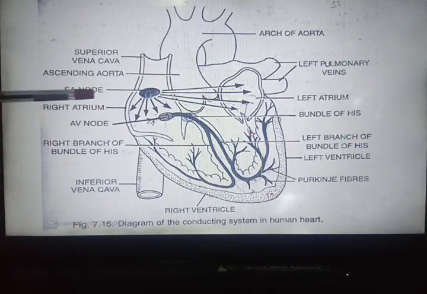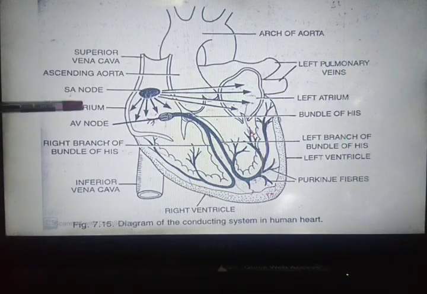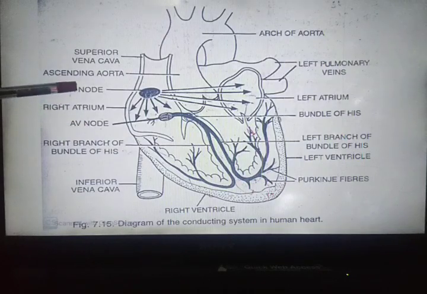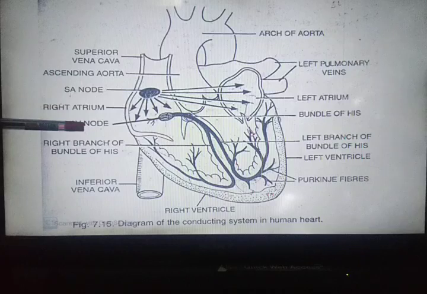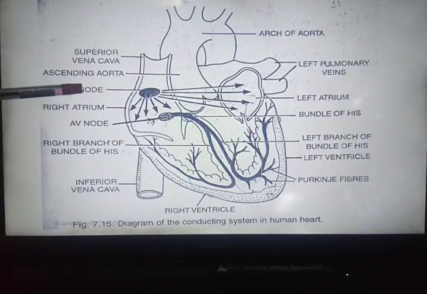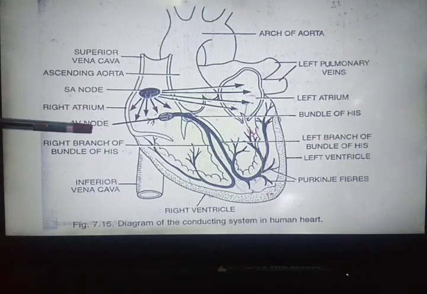So what are these SA node and AV node? These are made up of specialized cardiac muscle. So a specialized cardiac muscles form a group known as node, or nodal tissue.